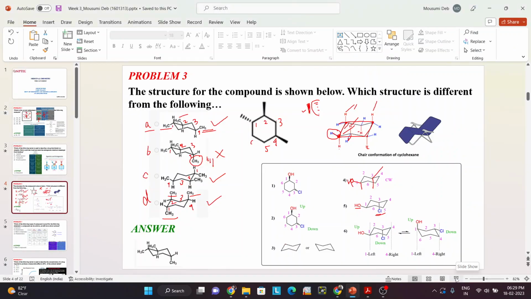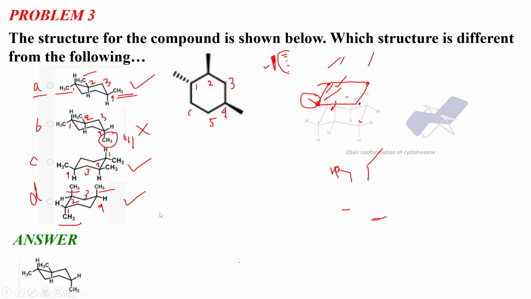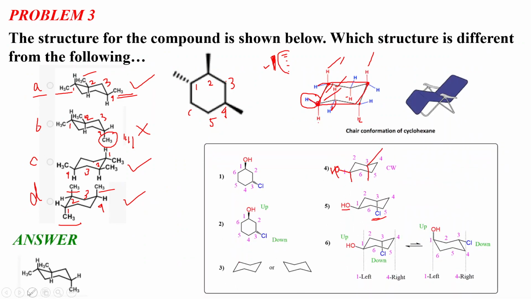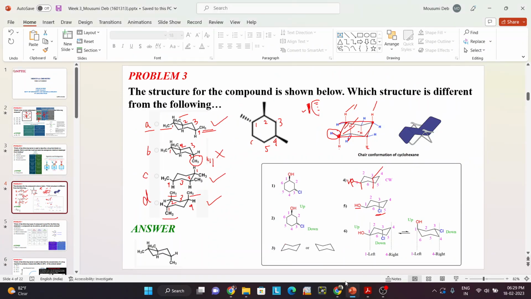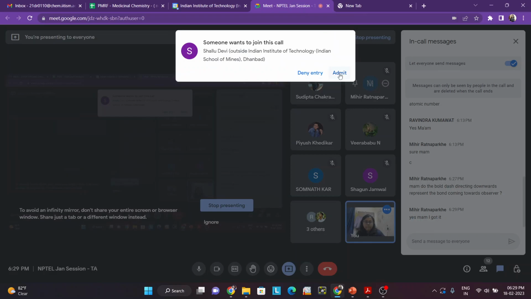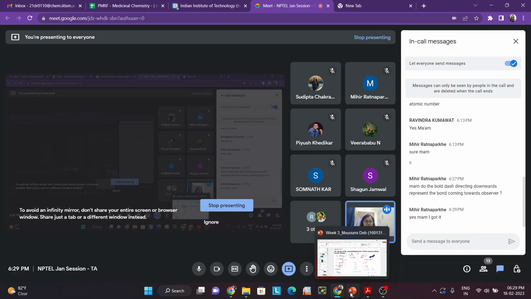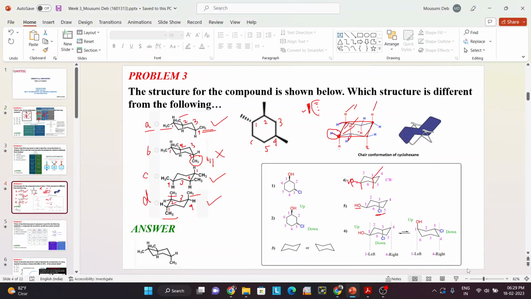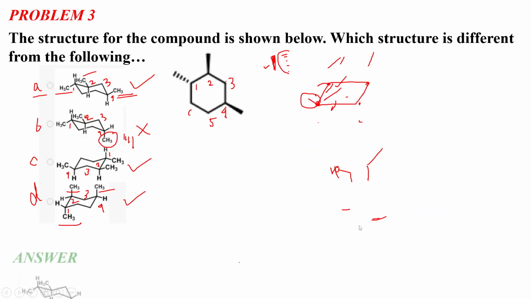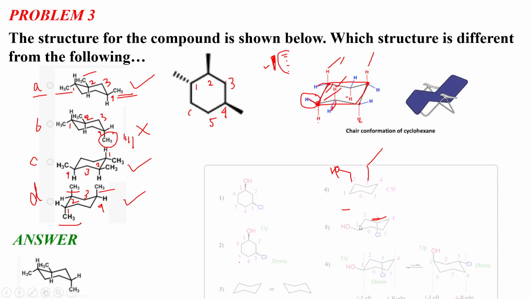You have to just imagine a plane, and the bonds which are facing upward to the plane will be bold, and the bonds which are facing downward will be dashed. Yeah, okay, very good. And this is the problem with stereochemistry. I think stereochemistry cannot be taught online properly, but I will try my best to help you. So that's how we come like this.